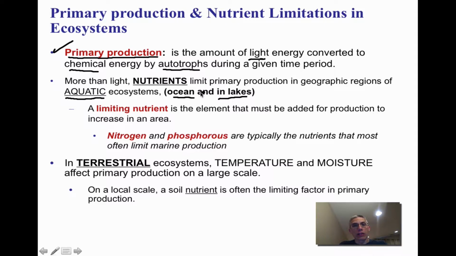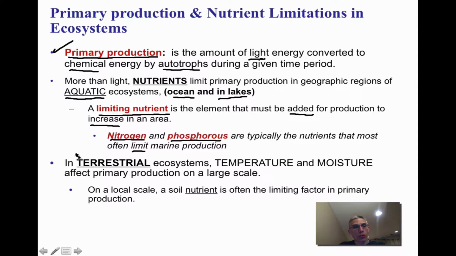Now, we talk about things called limiting nutrients, and you can see that right here. This is going to be any element that must be added for the production to actually increase within that area. And typically in aquatic ecosystems, nitrogen and phosphorus are the nutrients that most often are going to limit marine production. In other words, if you don't have a lot of these, you're not going to have a very high production in terms of organisms within that particular ecosystem. Now, that's going to be for an aquatic ecosystem.